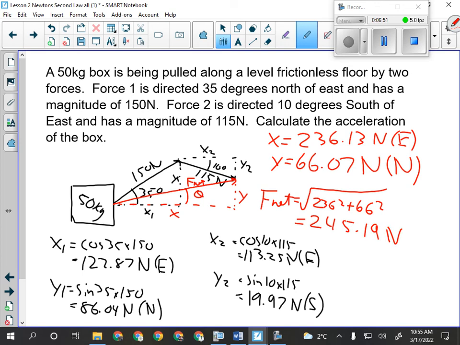Okay. I also need the direction, because force and acceleration are both vector quantities, and they always have the same direction. So tan to the minus 1 of the opposite side, the 66, over the 236.